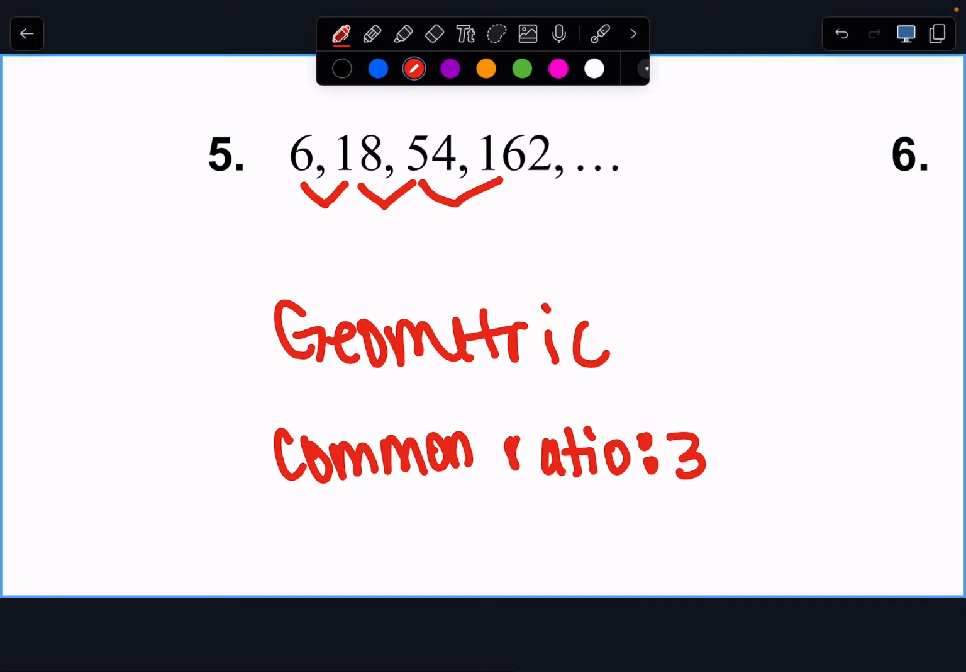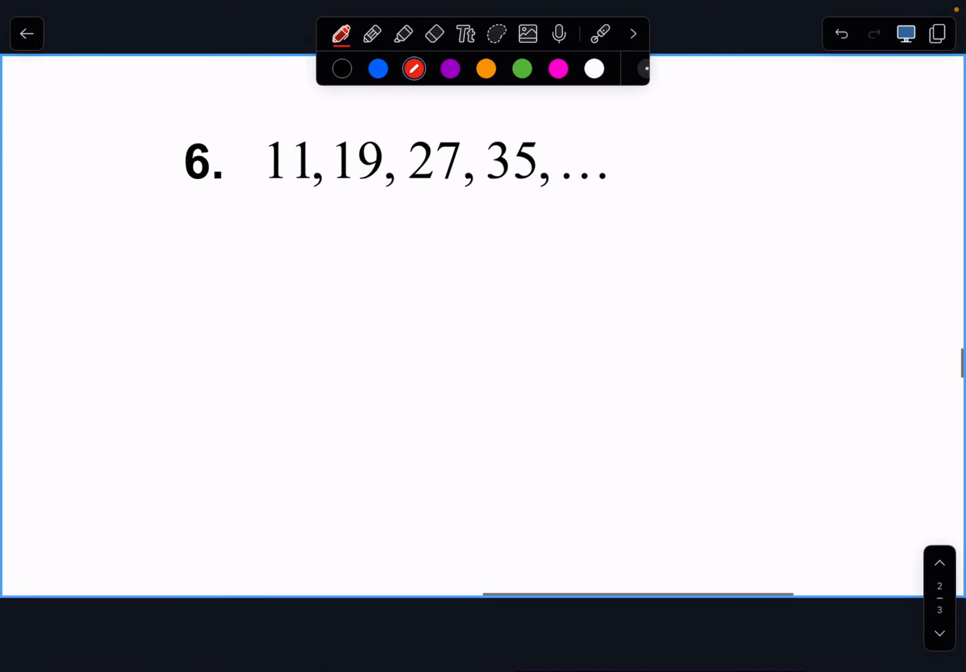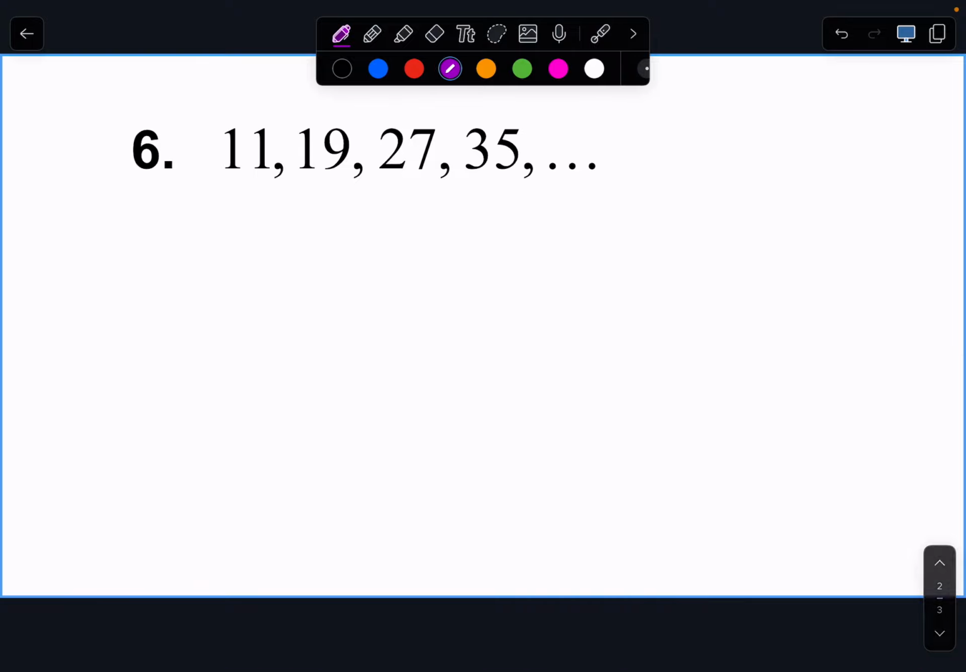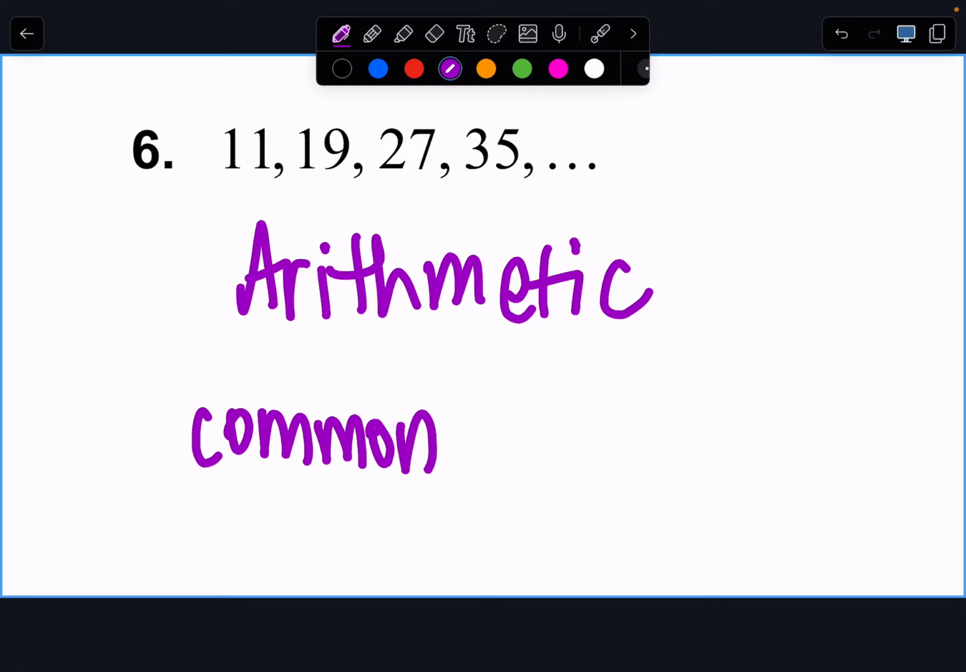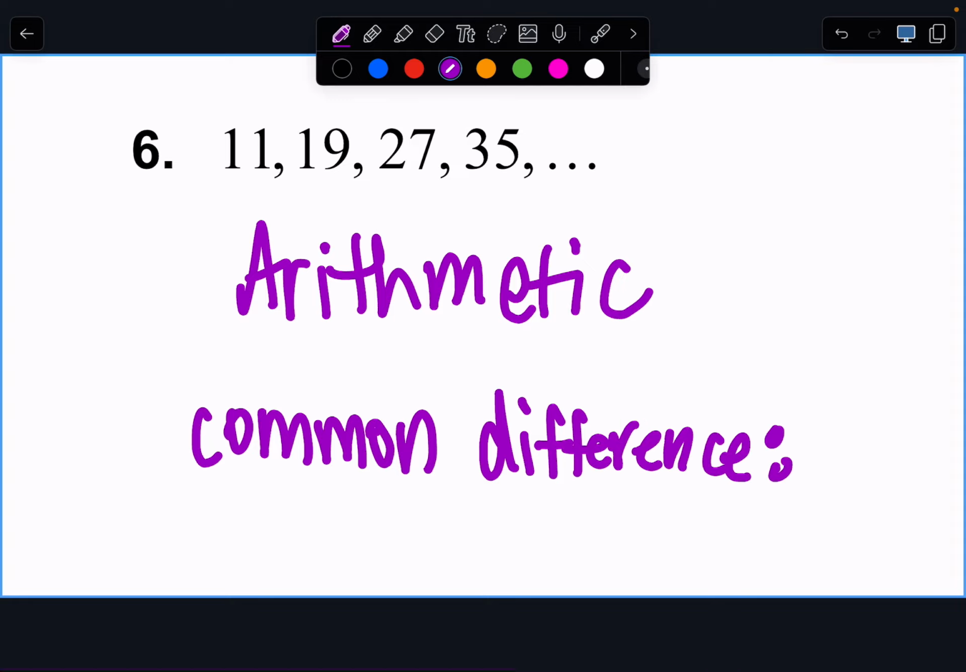Okay. All right, and then number 6, Camden, what do you think? We have an arithmetic sequence. What number are we adding over and over? 8. Okay, so our common difference is 8.